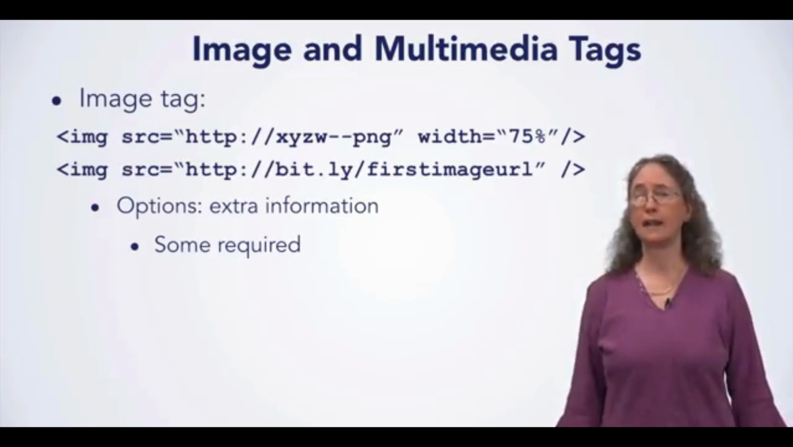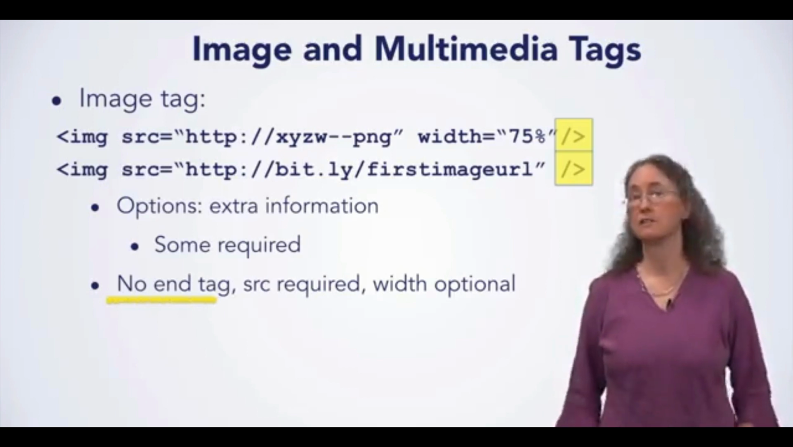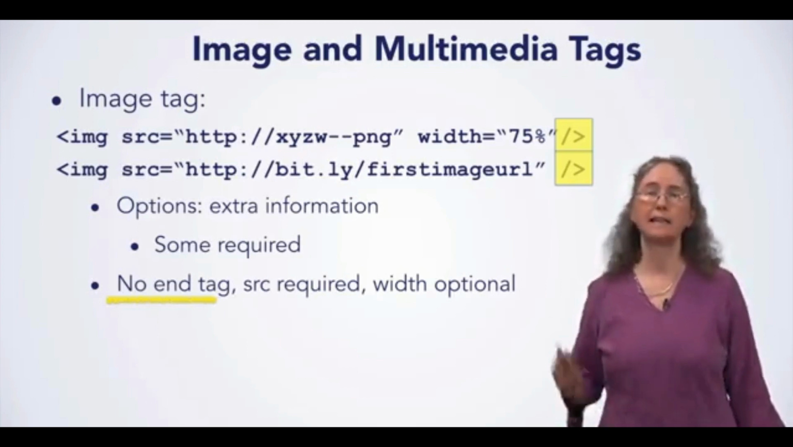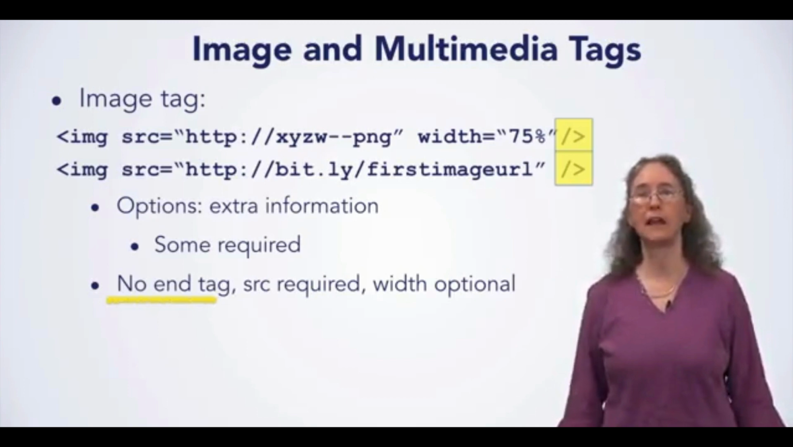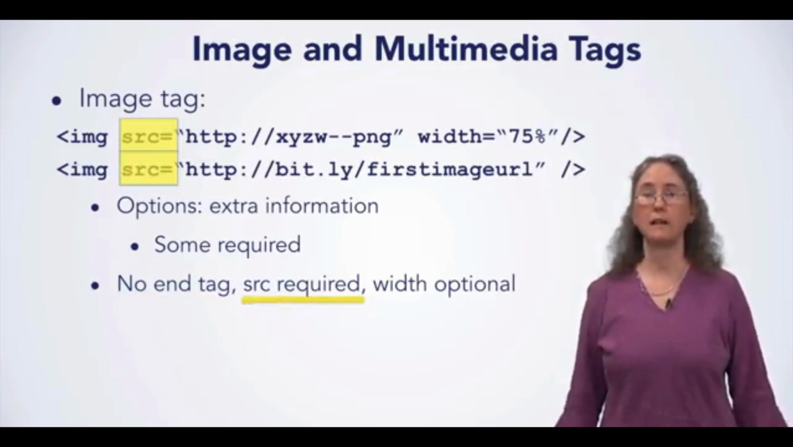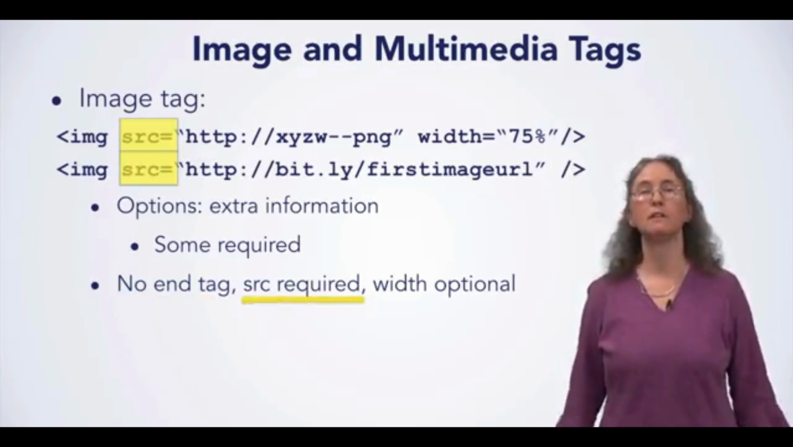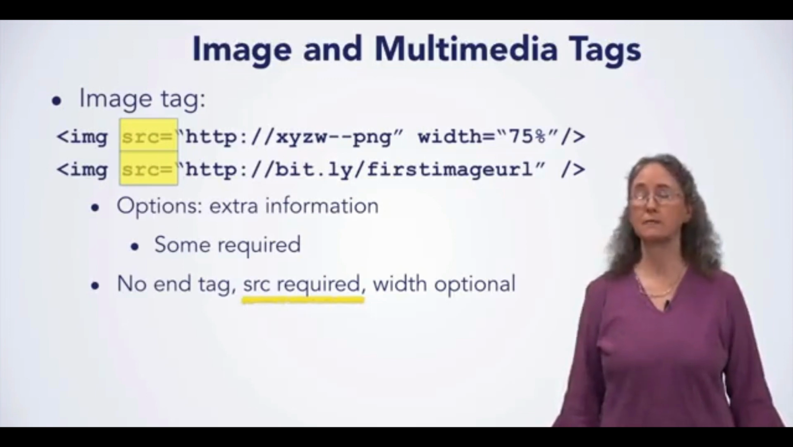Notice there is not a separate end tag. An image tag specifies the actual image location in the tag, so it doesn't need an end tag. It has the slash in this tag to indicate an additional end tag is not needed. As we just said, you must specify what image you want, so the source or SRC option is required. It specifies the web address to the image to load.